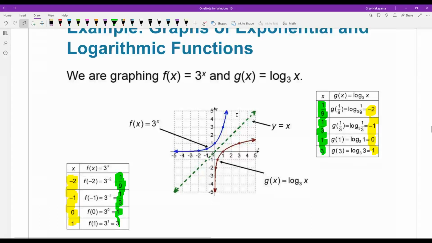The exponential is increasing still, if b is greater than 1, we're going to talk about that. The logarithmic is also, but each of these points has just been flipped.